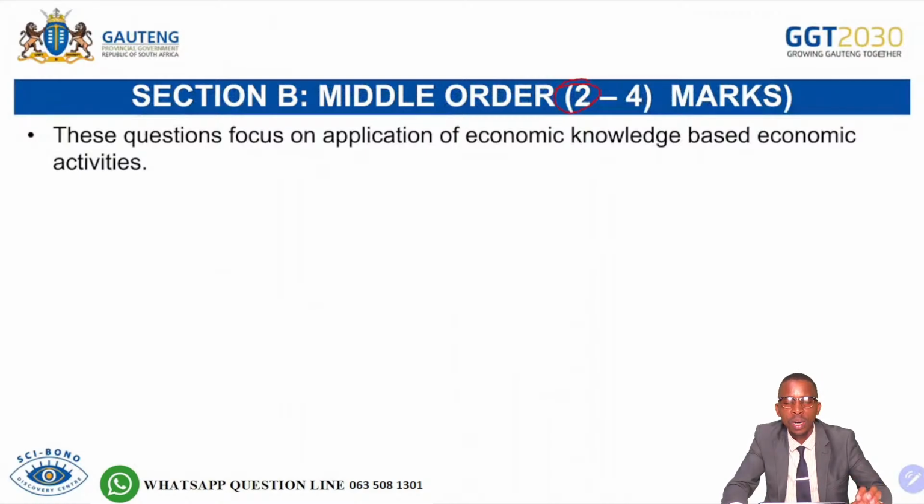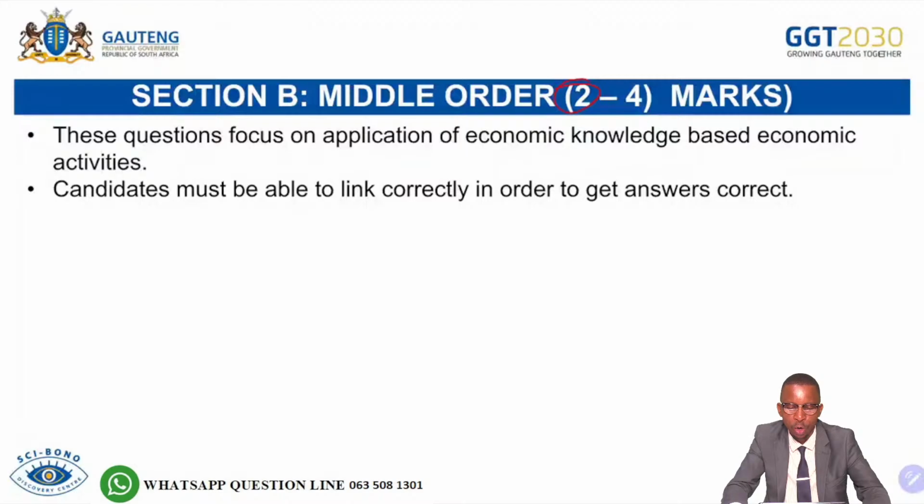So for you to answer this question, you need to be able to apply your mind, be able to link, be able to understand 2 concepts that are in that particular question, statement, or sentence, so that it will be able to make sense. Number 2, a candidate must be able to link correct in order to get answers correct. You must be able to link.